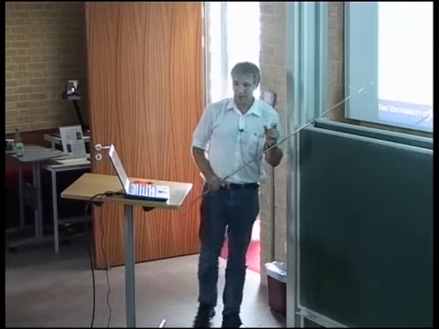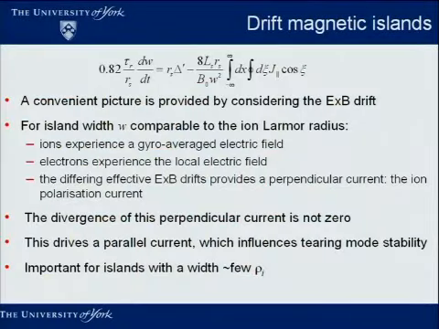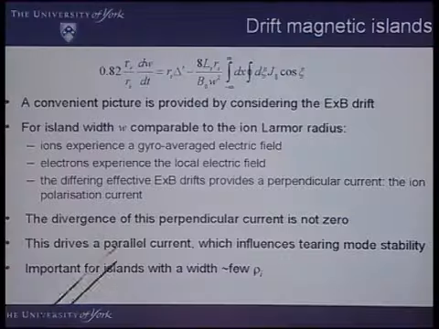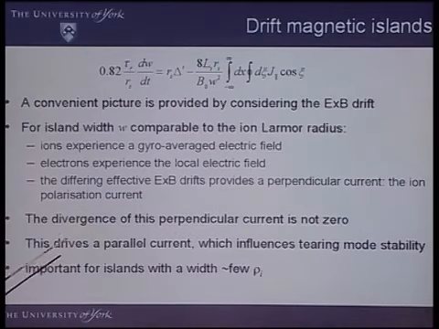Now, if that island width is small, comparable to the ion Larmor radius, say, then the ions will see a gyro average of the potential, which will be different to the local potential that the electrons will see because of their much smaller Larmor radius. So the two species, the ions and the electrons, will see different effective electric fields. One's a gyro average, one's the local one. And because they see different effective electric fields, they see a different effective E cross B drift, and therefore this drives a perpendicular current, which is another way of looking at the ion polarization current, it turns out.